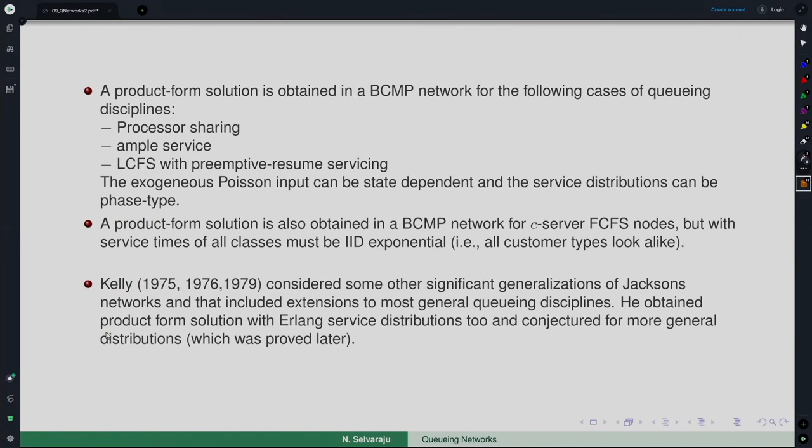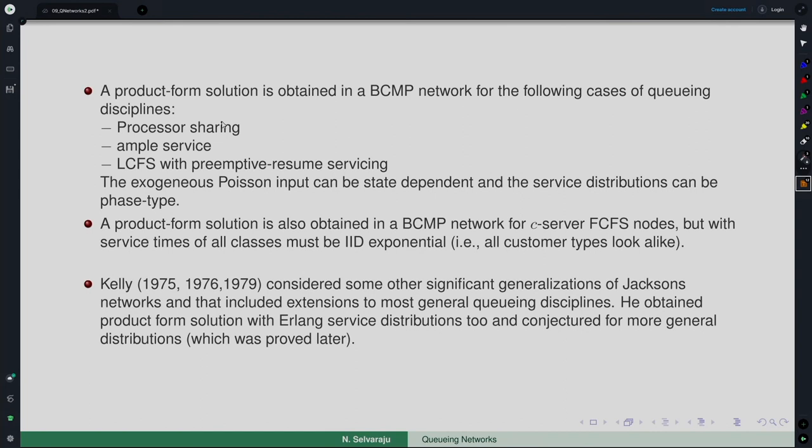In addition, the product form solution, where is the usefulness, we are still within the realm of product form networks. That is the main idea. So, this BCMP network gives a product form solution, for whatever basic setup or assumptions we have given, for the following cases of queue disciplines. One is the processor sharing queue, which means that the available service capacity is distributed equally among the customers who are waiting in the system at any point of time.